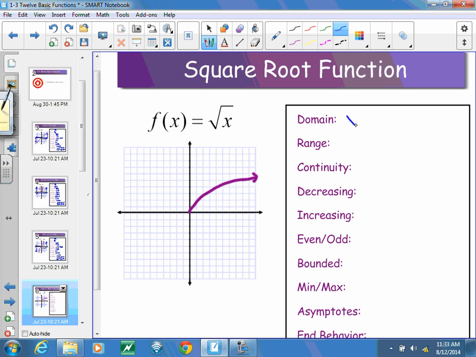So our domain is the values of x that are greater than or equal to 0. Our range, again, is only in quadrant 1, so we're looking at the values of y that are greater than or equal to 0. It is a continuous graph. There are no breaks in it. This particular graph is not decreasing at any point. It's only increasing for when x is greater than or equal to 0.